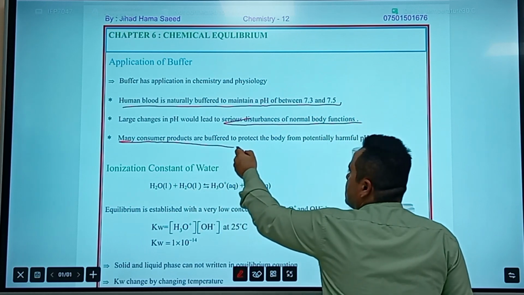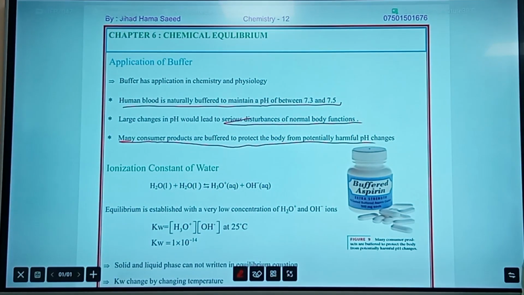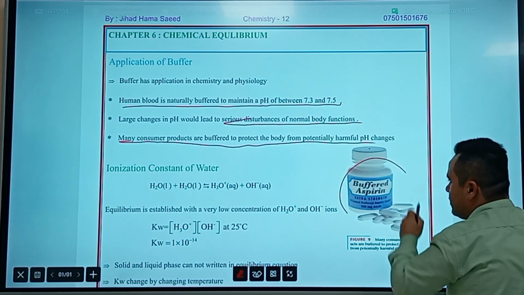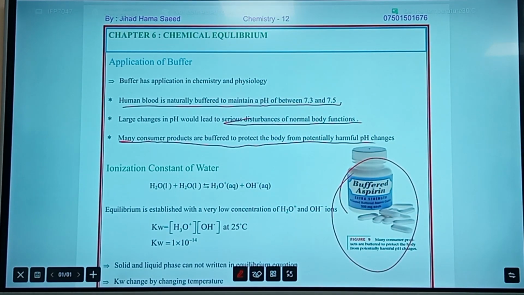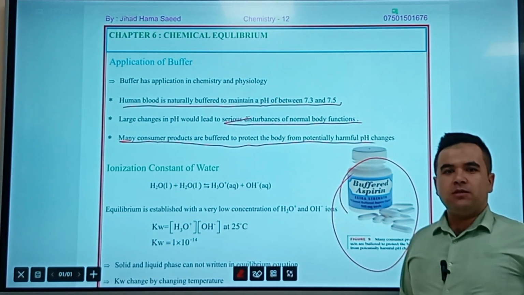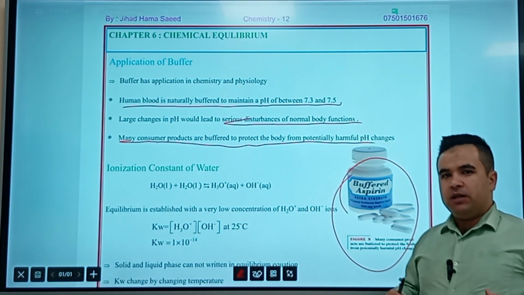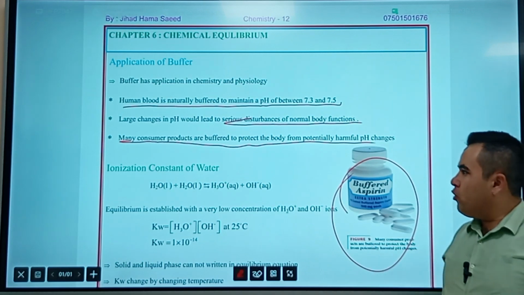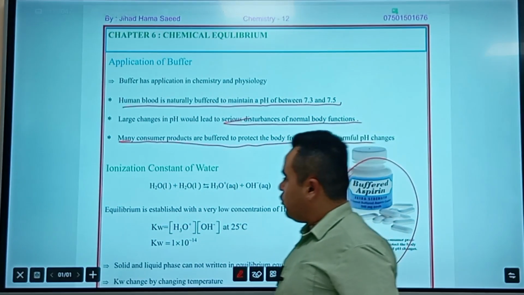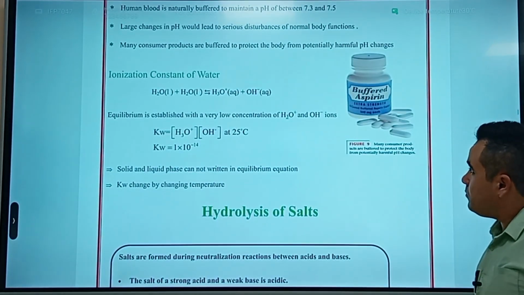Many consumer products are buffered to protect the body from potentially harmful pH changes. As you can see, this is written as buffered aspirin. Most medicines are buffered so that when we take those pills, they do not change or affect the pH of the blood.